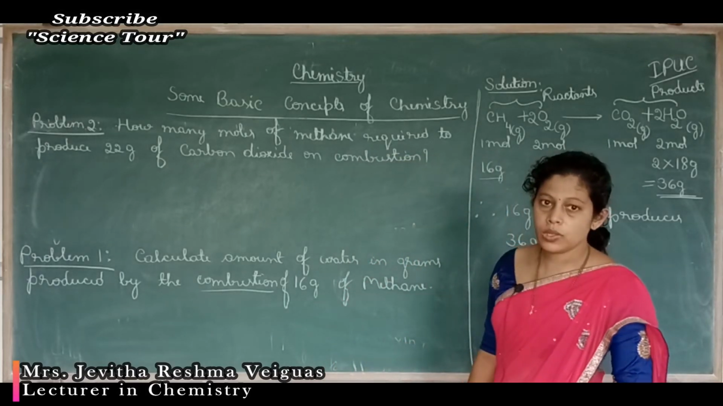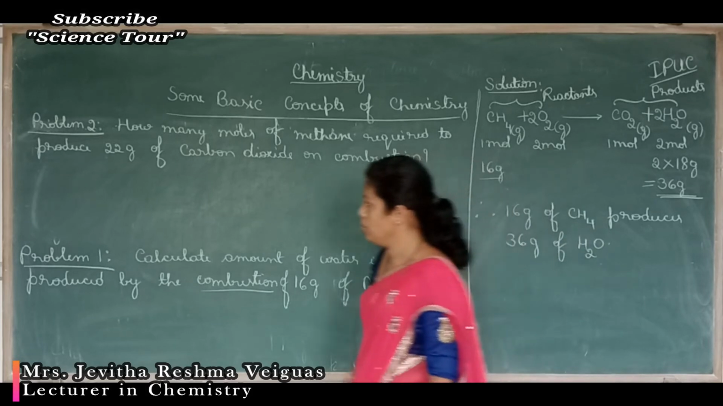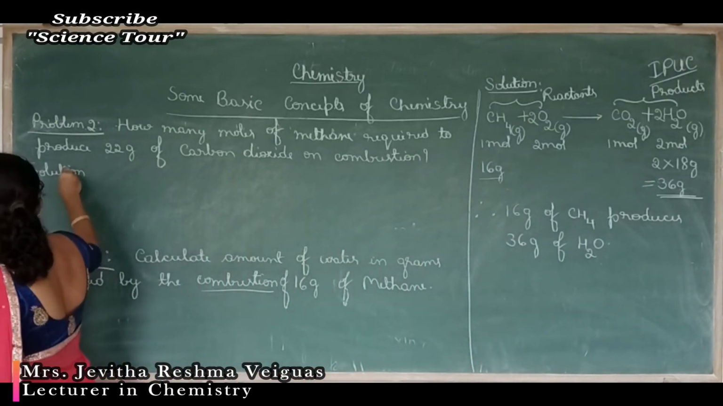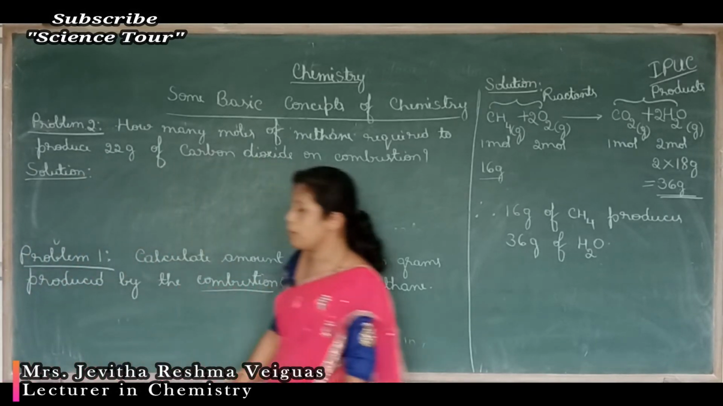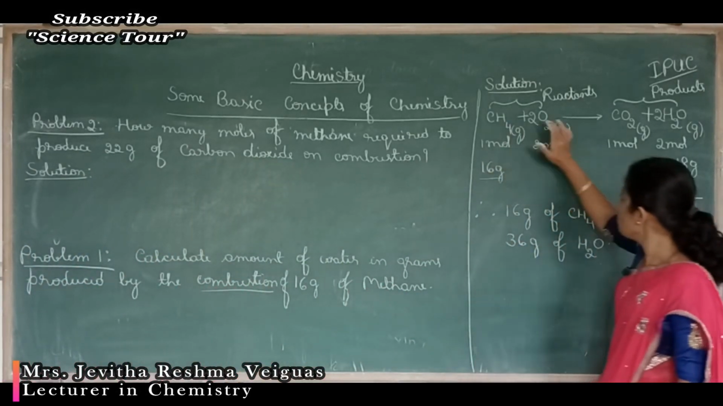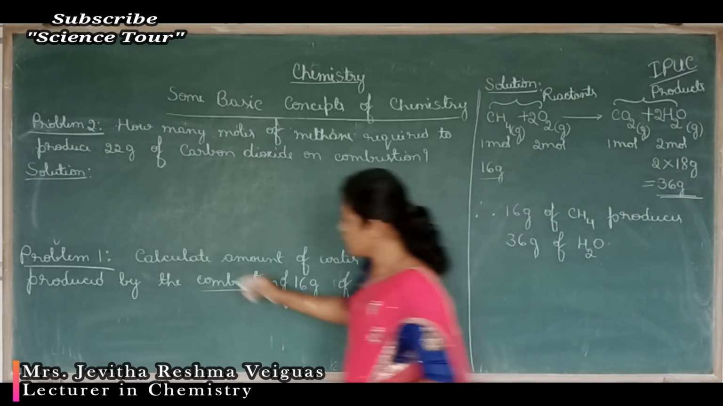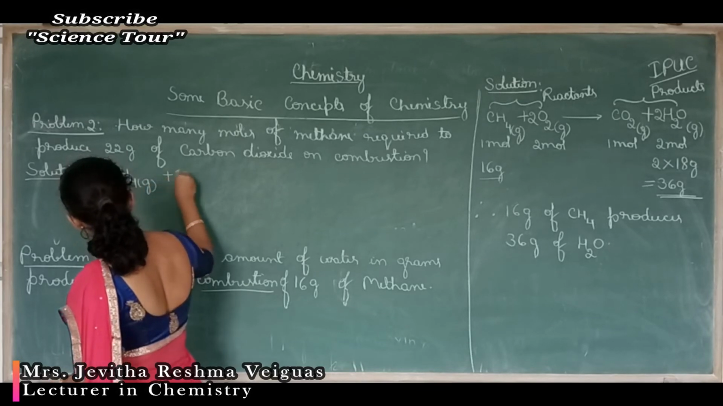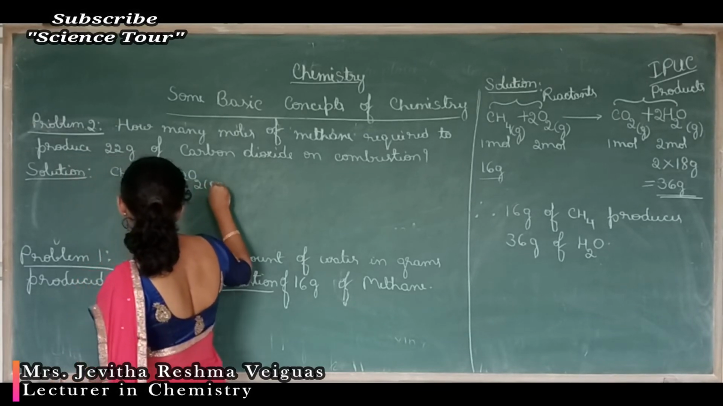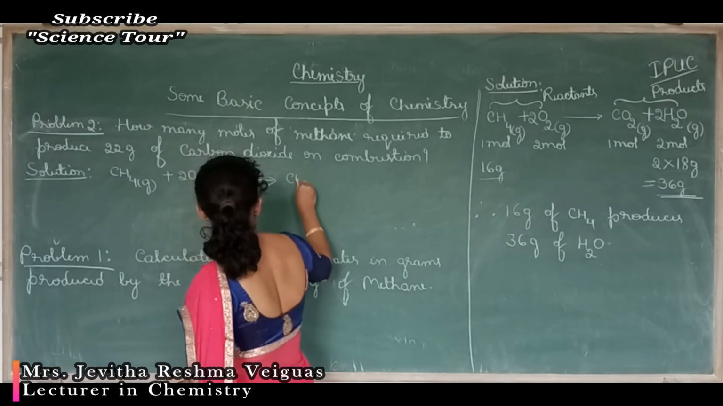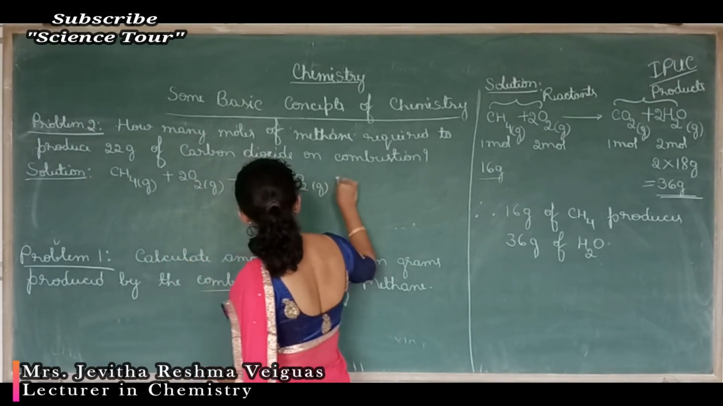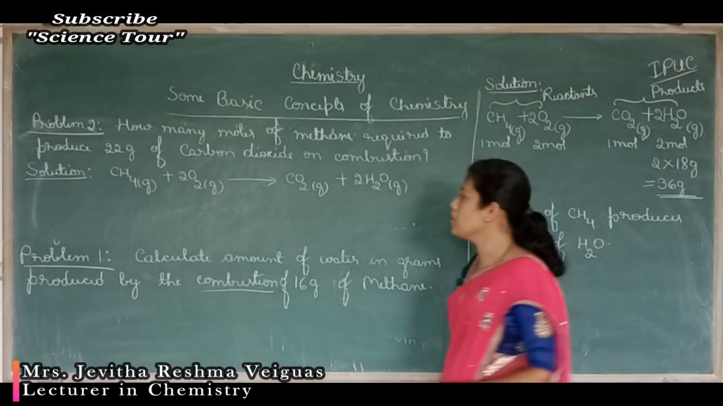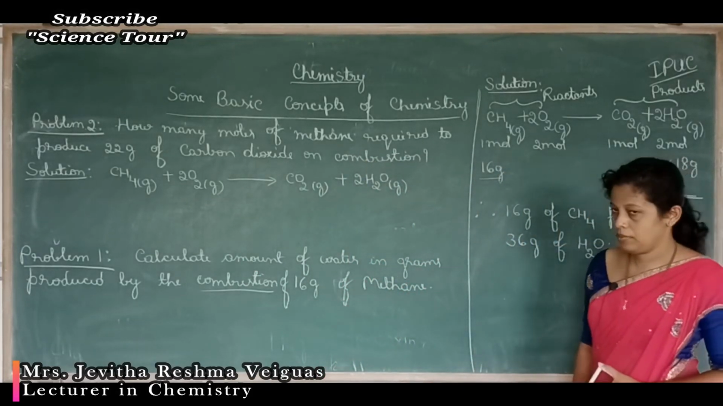Meaning of the problem is methane undergoes combustion. So first you have to write the balanced chemical equation for the combustion of methane to solve this problem. We already know the combustion of methane. That is, CH4 gas reacts with 2 moles of oxygen gas giving 1 mole of carbon dioxide gas and 2 moles of water gas. This is the combustion reaction of methane.